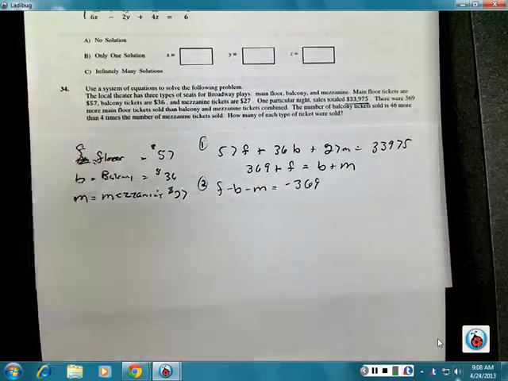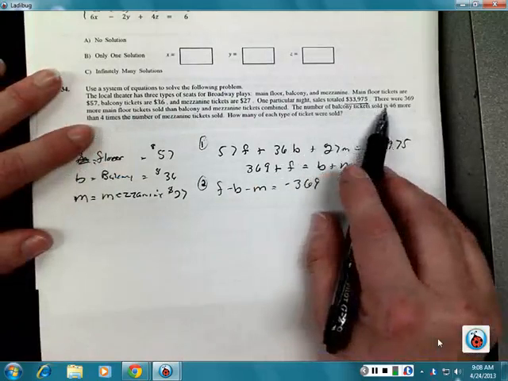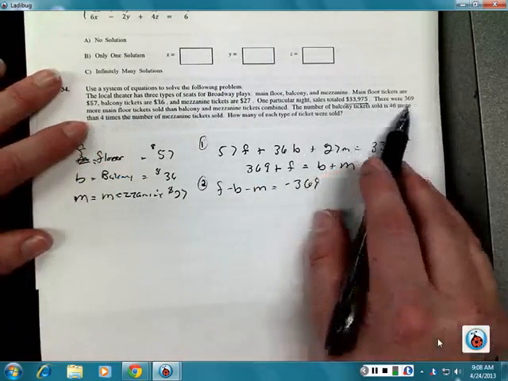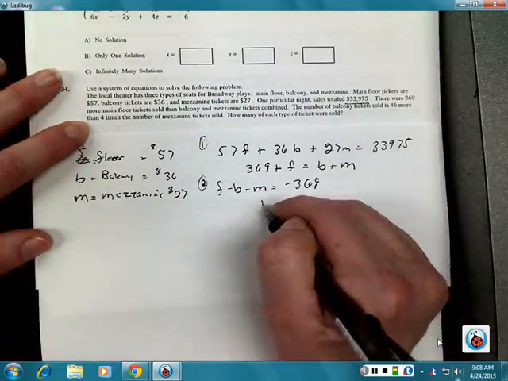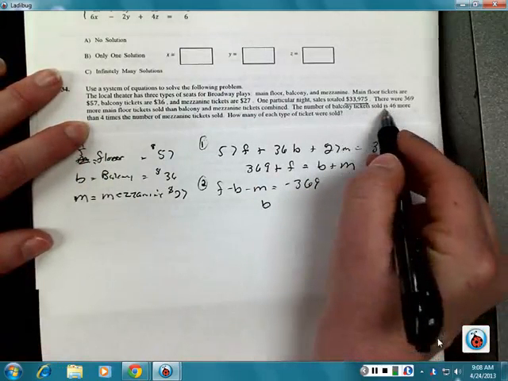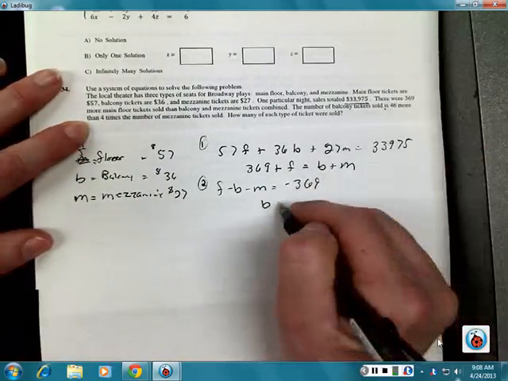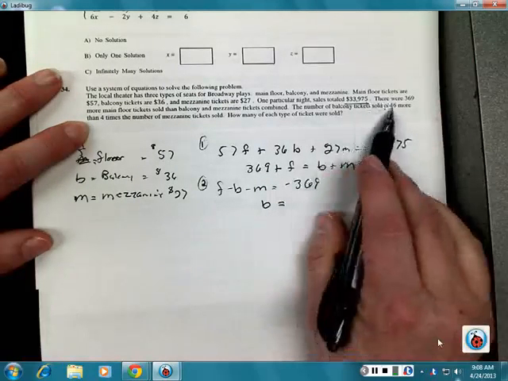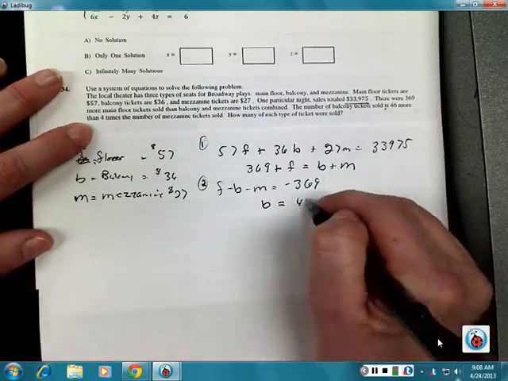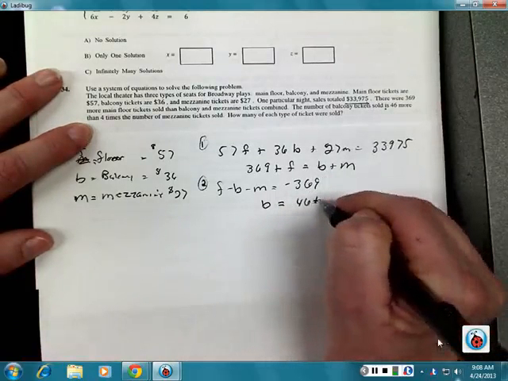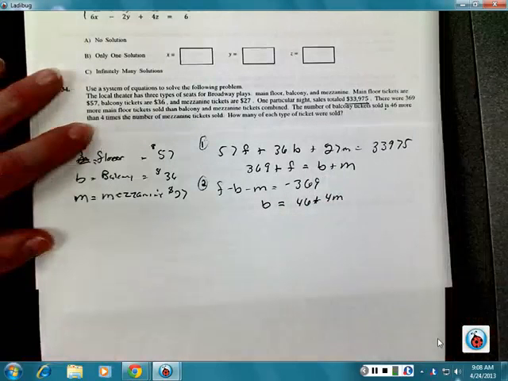Now I need one more equation, so I got to read the rest of it. It says the number of balcony tickets sold is 46 more than 4 times the mezzanine. What in the world does that mean? The number of balcony tickets is, what does is mean? Is always means equals, yep. 46 more than 4 times the number of mezzanine. So 46 plus 4 times the mezzanine.